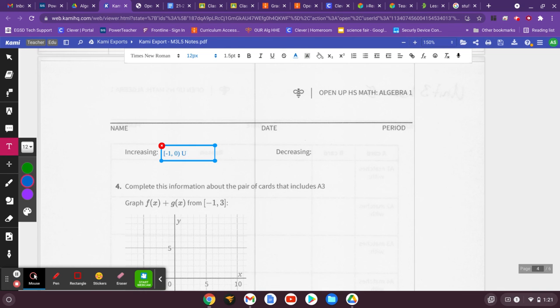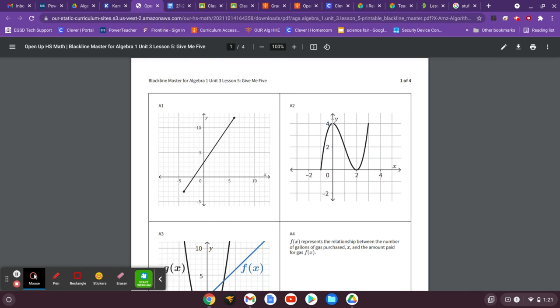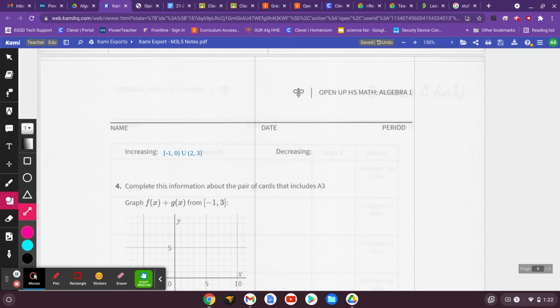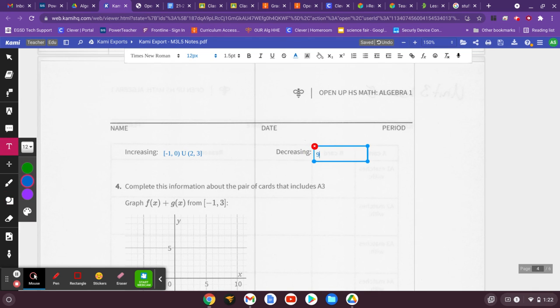Oh, 2 to 3, and that's a bracket. So then decreasing was probably between those two, right? 0 to 2. Okay. So decreasing was from parentheses, oh, it's changing on me. Parentheses, 0, 2. All right.